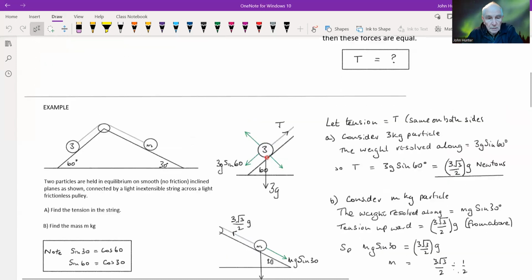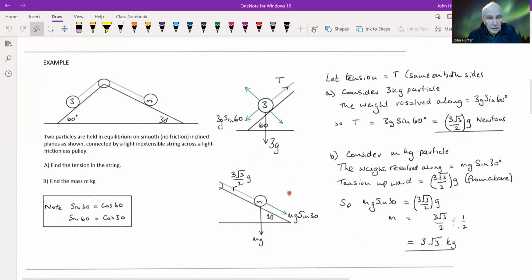Right, okay, let's have a look at an example which involves tension. Two particles are held in equilibrium on smooth, that means to say there's no friction, inclined planes connected by a light inextensible string, as ever, across a light frictionless pulley, and at A level they're pretty well always light and frictionless. So the first question is, find the tension in the string.